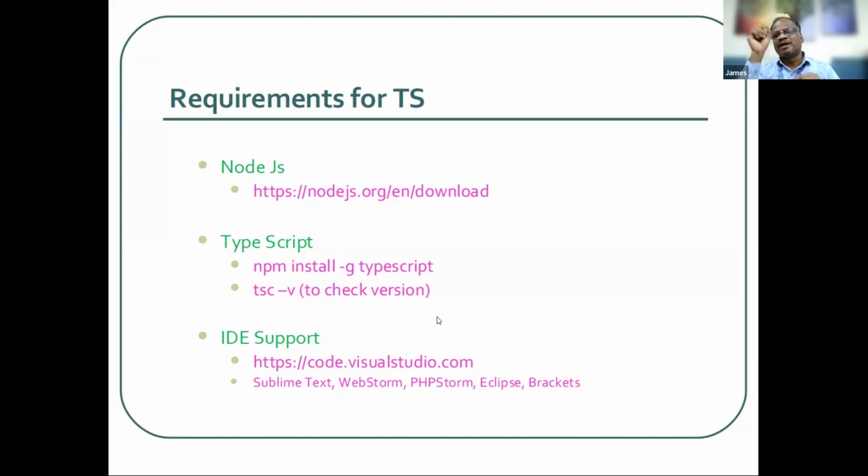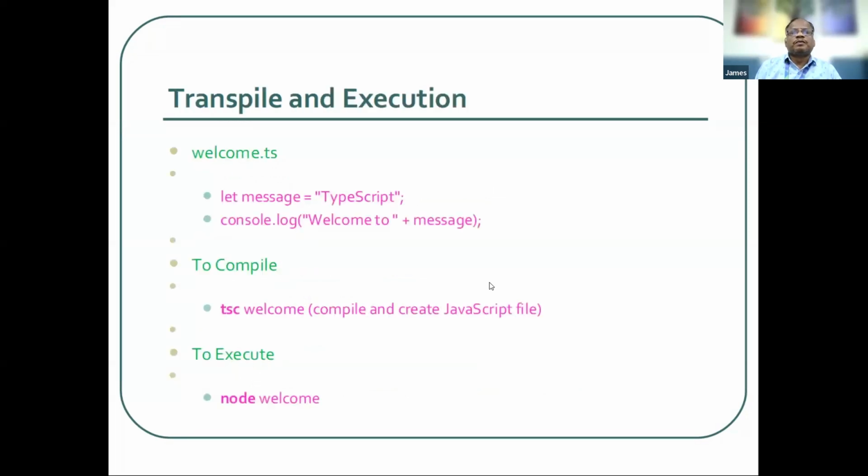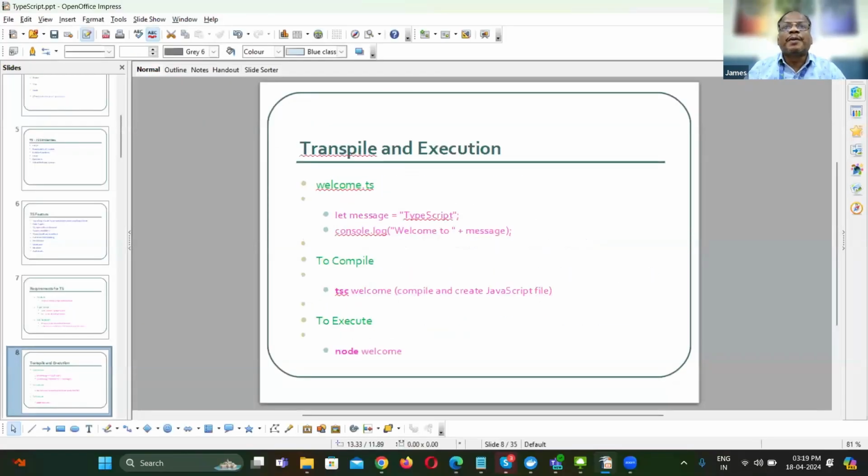So you don't know what the version is. Now 5.4.4 is the latest version, right? It will display. So to know the version, this is the command. Okay, for the IDE, mostly we use Visual Studio Code, so you can use that one. Okay, now only we are going to start our TypeScript project. Okay, let's go to command prompt.